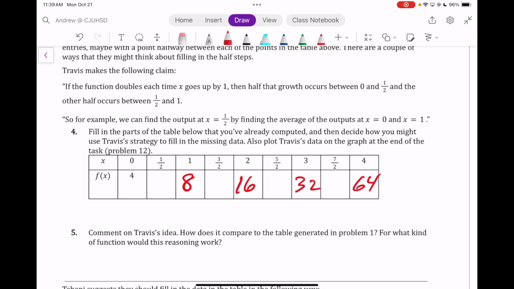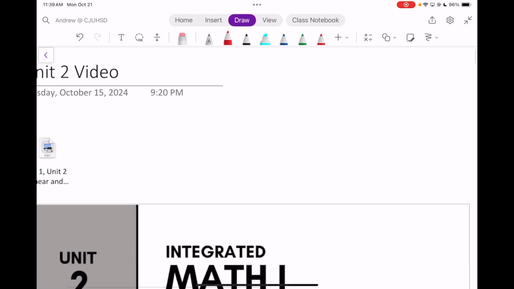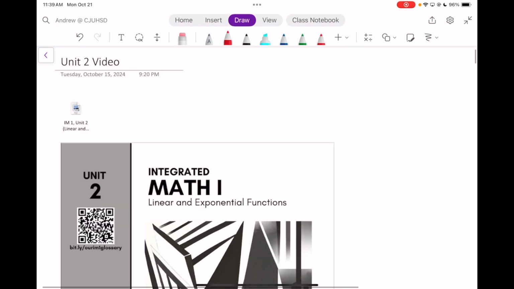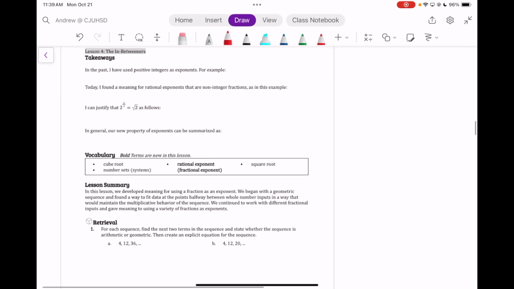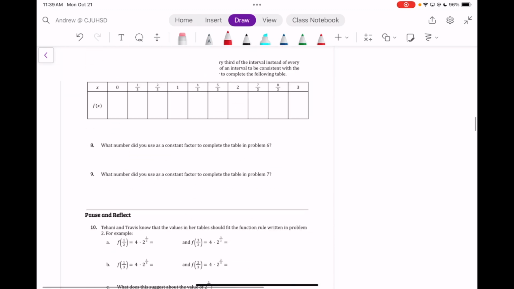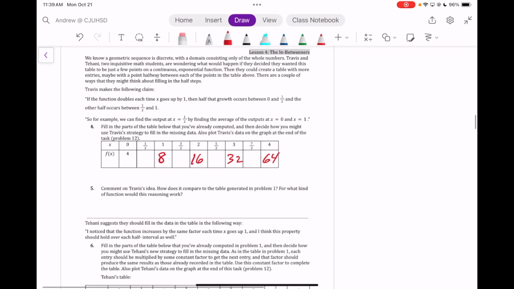Well, what if we just find the halfway points? So in Travis's point of view, he says, what if we just find the halfway points? So halfway in between 4 and 8 would be the number 6. And an easy way to find the halfway point is to take the average, which means to add the 2 endpoints together and divide by 2.